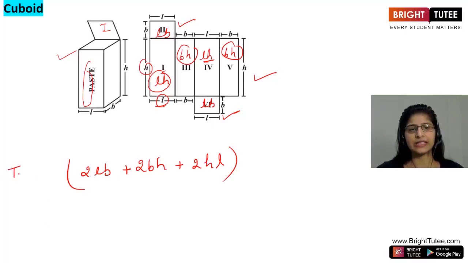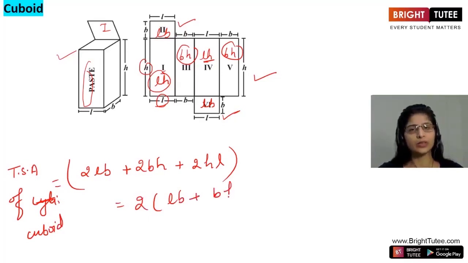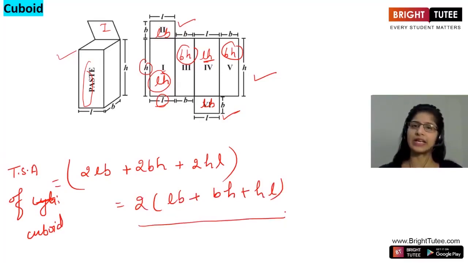So we write it as TSA, which shows total surface area. Of the cuboid, it is 2 times length into breadth plus breadth into height plus height into length. This is the total surface area of the cuboid. This is how we find the total surface area of the cuboid.